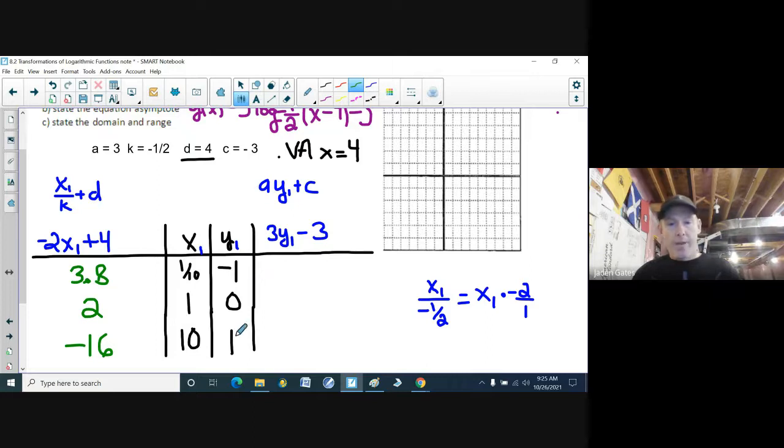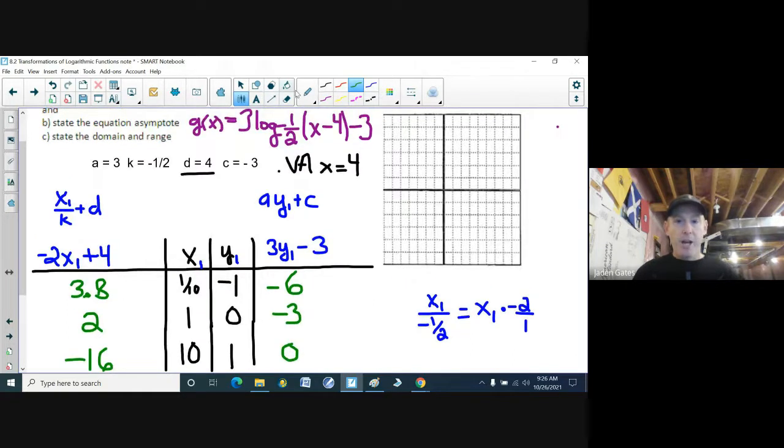Now the y values. Let's start at the bottom again. Put a 1 in there: 3 times 1 is 3, minus 3, 0. Put a 0 in for y1, we get a minus 3. And put a negative 1 in there, we get a minus 6. All right, so there's my values. Time to graph this thing. First off, my VA says it's at 4.